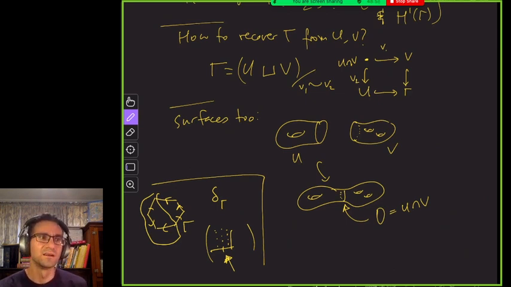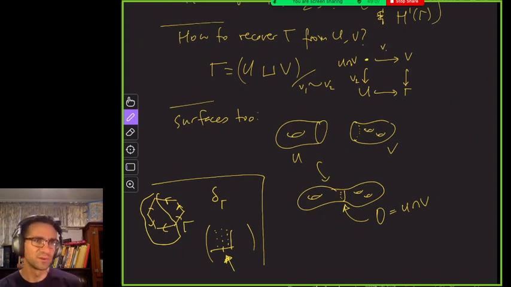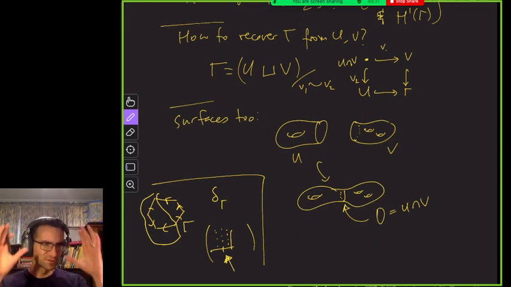Because in one sense, sorry, Tess, what do you say? Yeah, the disjoint union quotiented by an equivalence relation on the boundary. Yeah, so this is all the same circle of ideas.